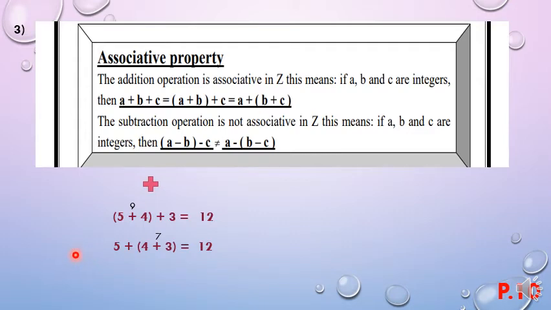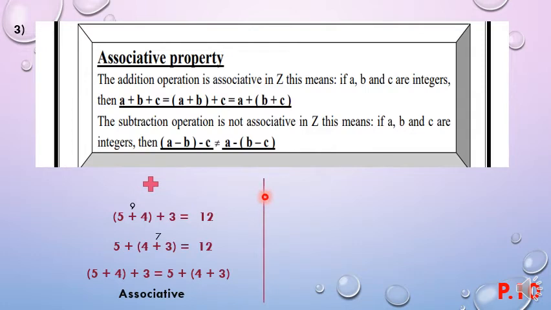So we can say that 5 plus 4 plus 3, when we have 5 plus 4 between brackets together, equals 5 plus 4 plus 3 when we have 4 and 3 between brackets together, which means that the addition is associative in Z.